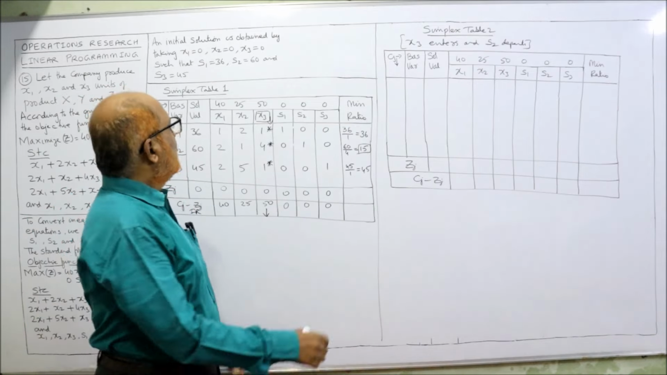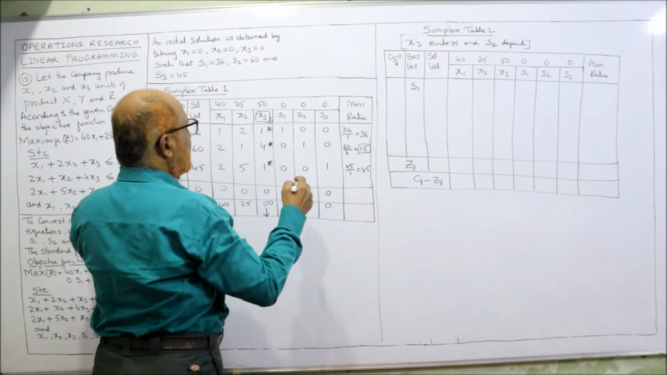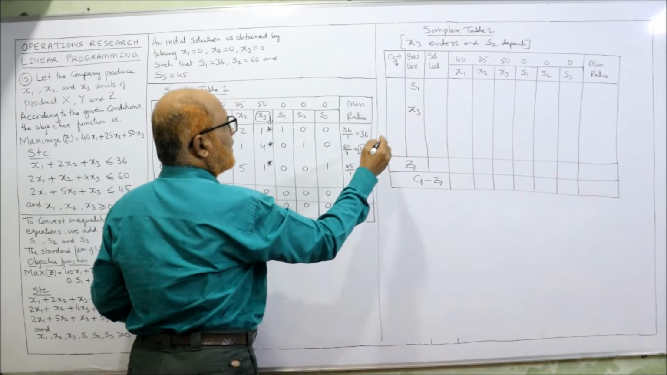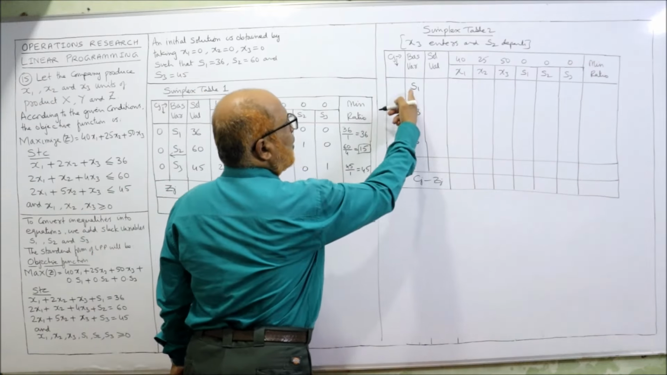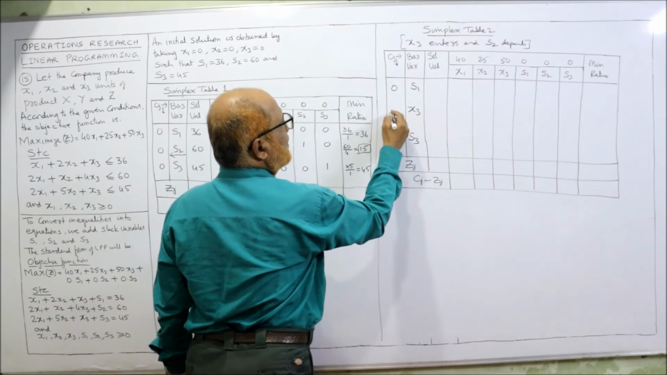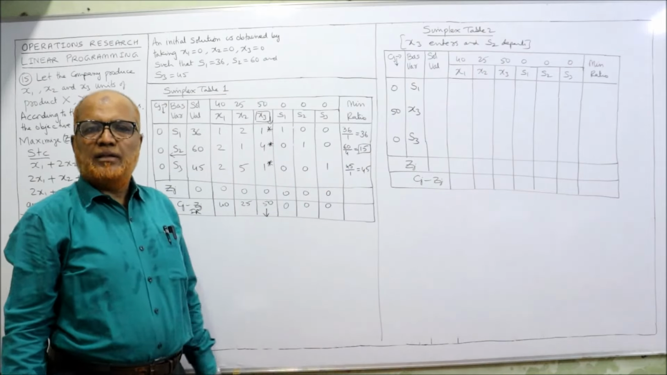Same thing. Now here, first S1 as it is. Second, in place of S2, I am taking X3. Last one, S3, remains the same. Now what is the coefficient of S1 there? 0. X3 coefficient is 50. S3 coefficient is 0. That's all.